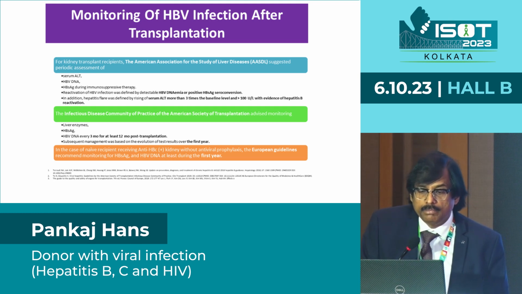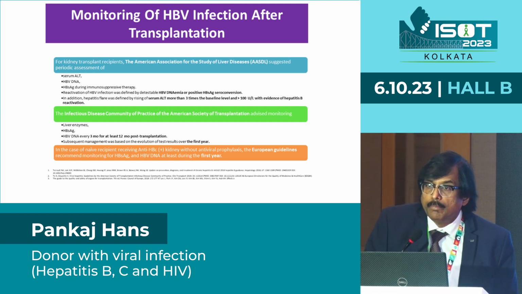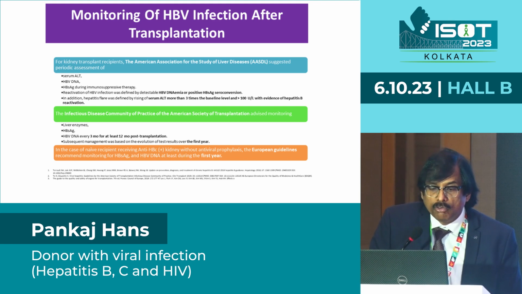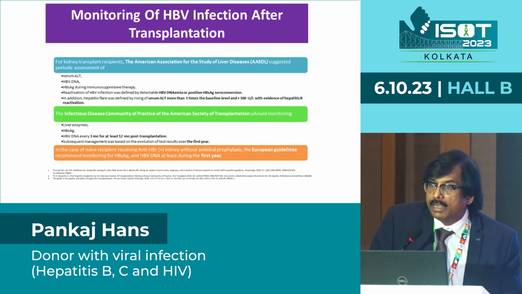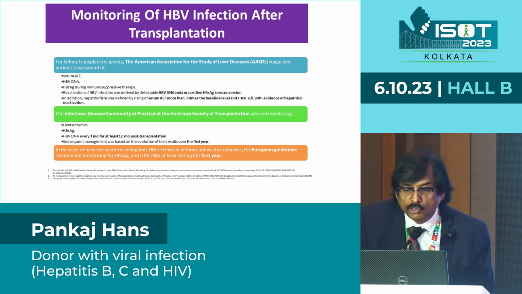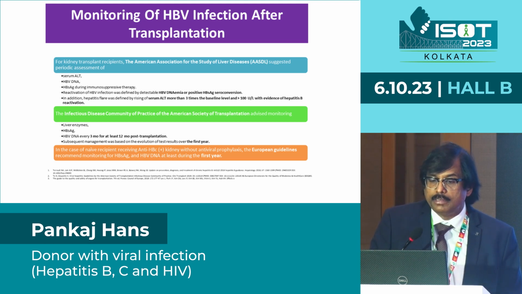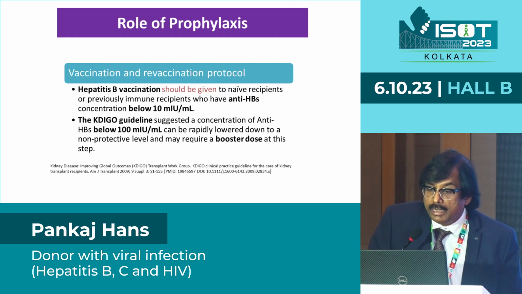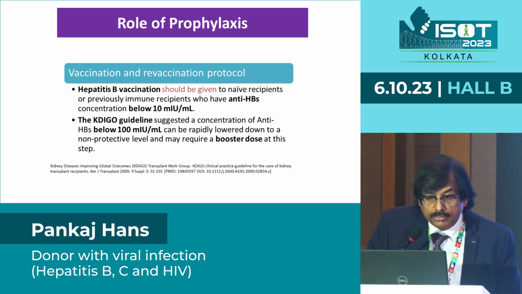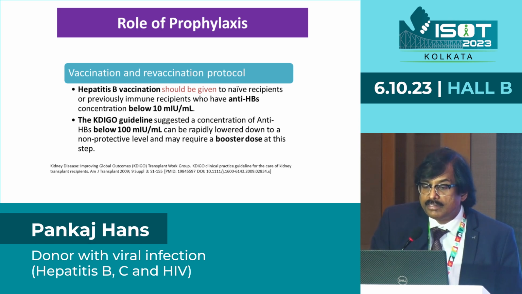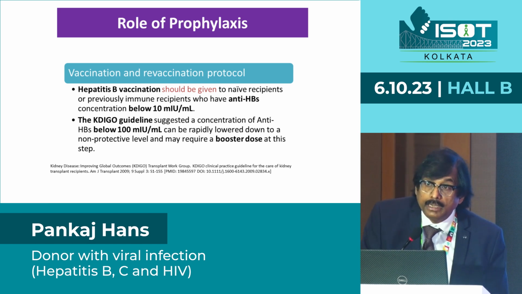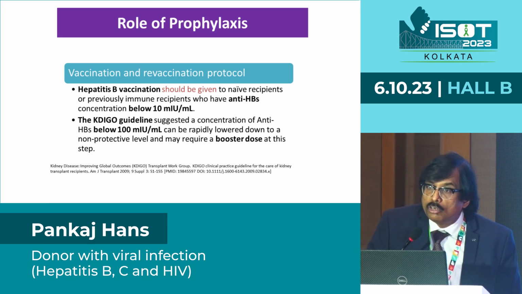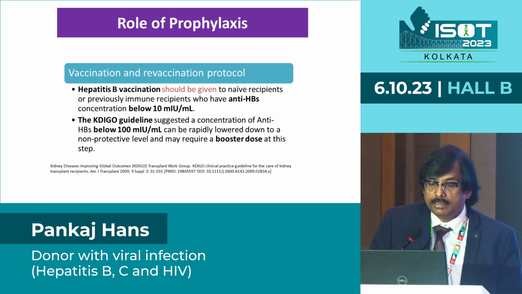So this is how to monitor the recipients. The American Society of Transplantation recommends that liver enzymes, HBsAg and HBV DNA titer every 3 months should be used for 1 year, and subsequent management should be based upon the results of the first year. And the patients who are naive, they should be vaccinated even post-transplant. And those whose titer is less than 10 milli-international units per ml should be vaccinated. The titer falls after transplantation, so it should be monitored and patients should be revaccinated.